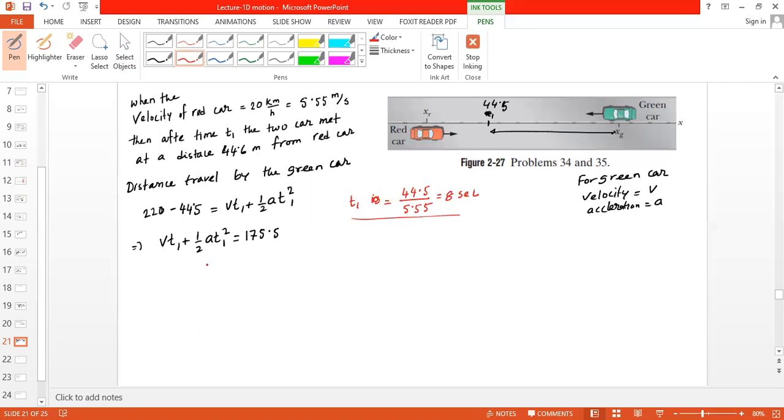Okay, so we can write this as 8v plus 1/2 into a into 8 square, which is 64, equal to 175.5. That means 8v plus 32a equal to 175.5. Let's name this equation number 1. Okay.